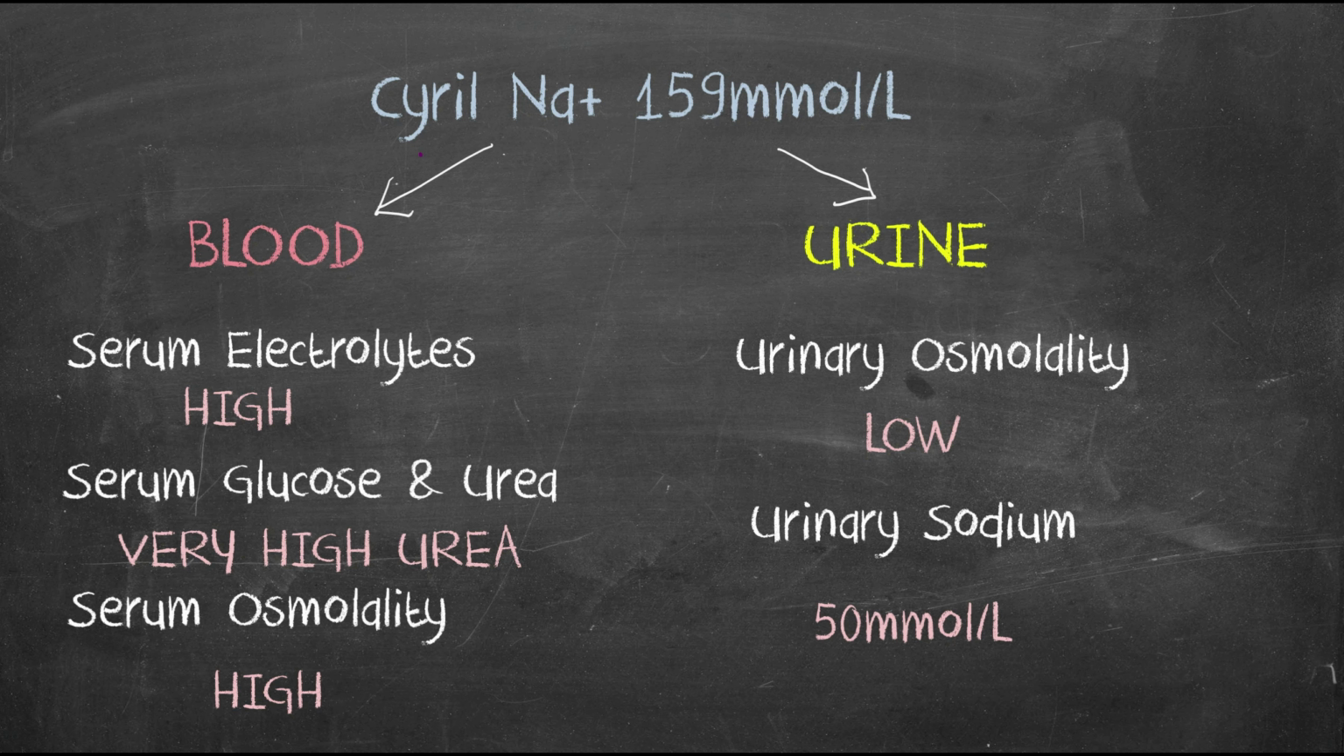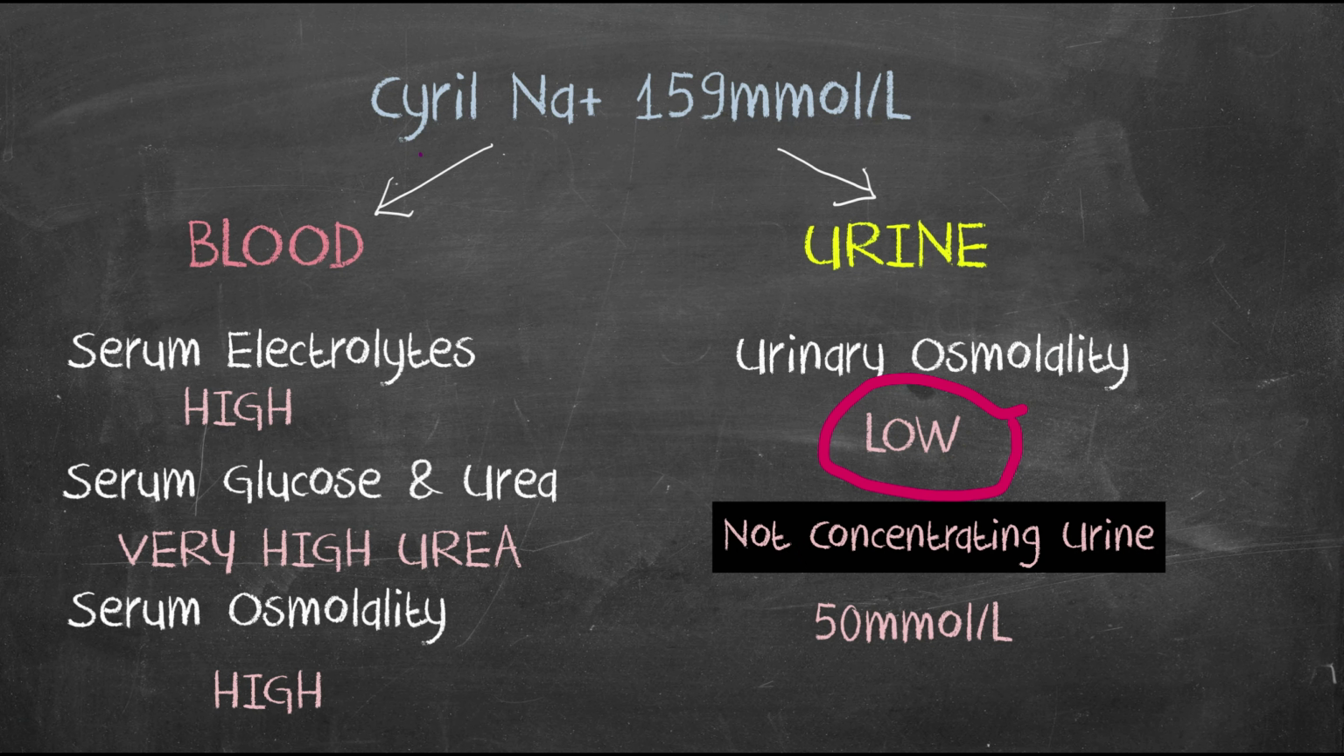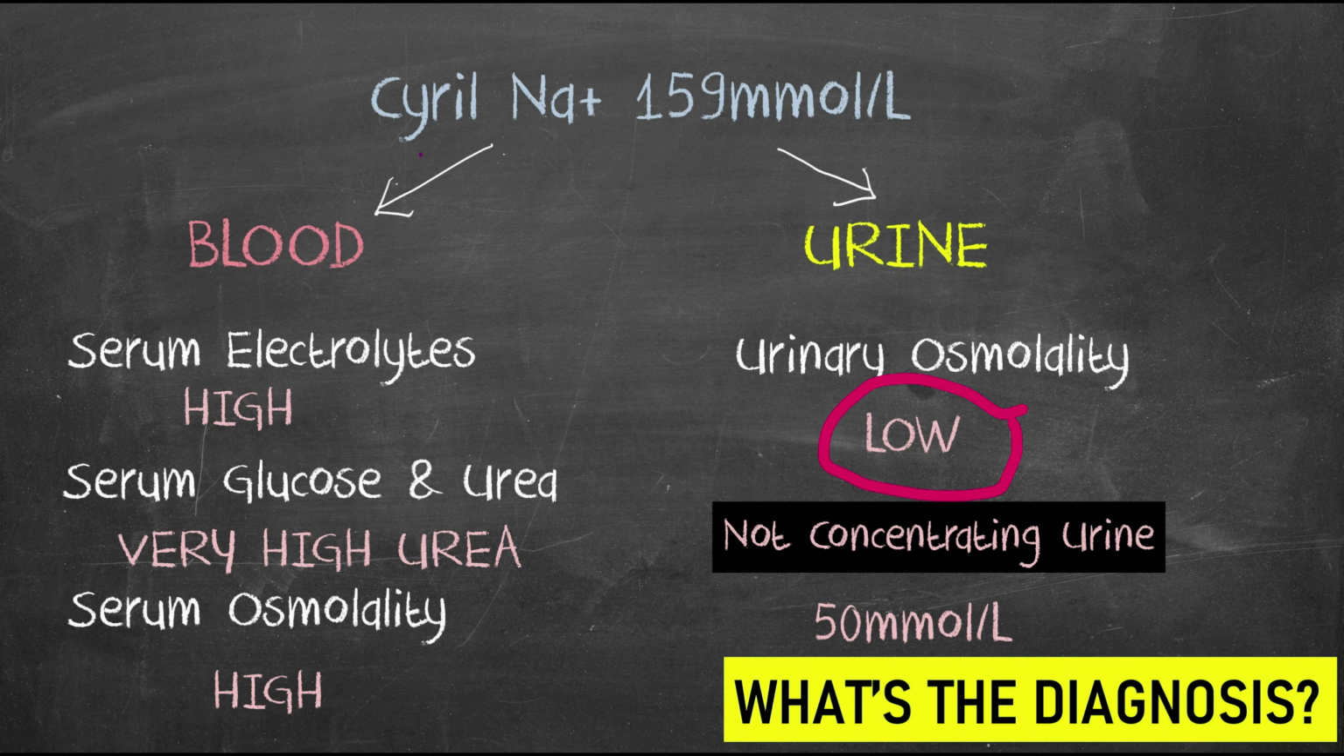But curiously, when you look at his urine, there is a significant anomaly here. If someone is dehydrated, the urinary osmolality should be spectacularly high. In this situation, it's less than 100 milliosmoles per litre. It's really low. His urinary sodium is also a little bit higher than you would expect, but he is already hypernatremic, so his urinary sodium doesn't really contribute much information. So essentially, the key thing here is that Cyril is not concentrating his urine. What is the diagnosis?